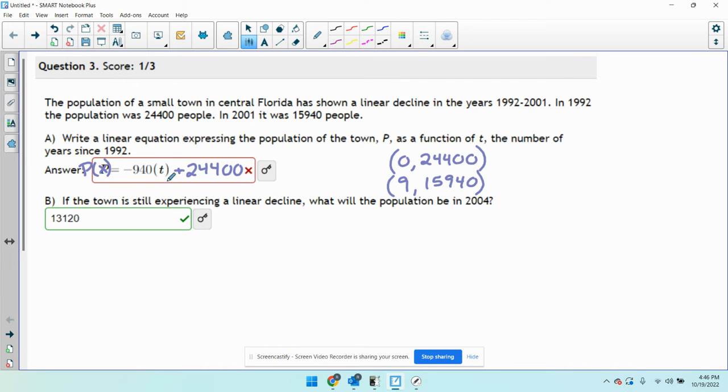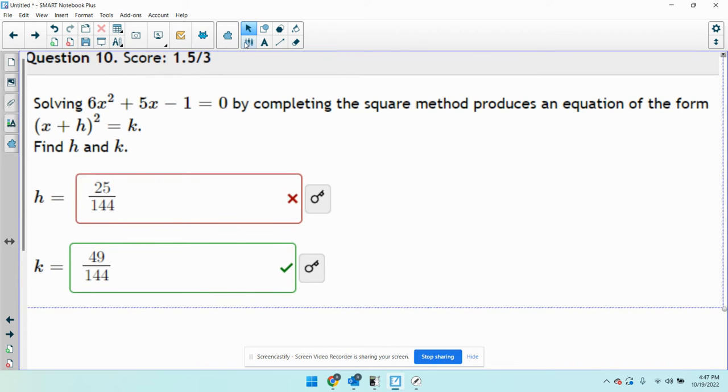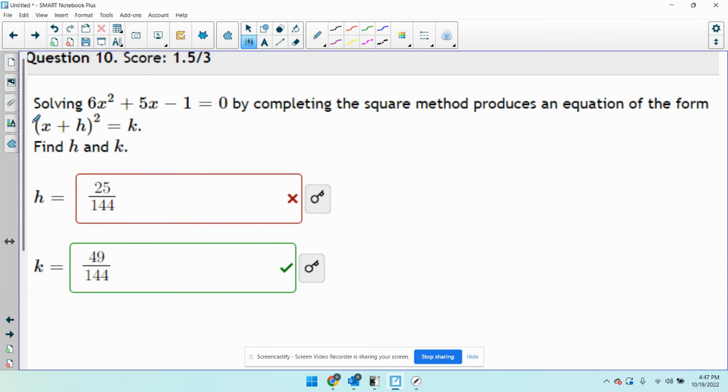If you have other attempts, this one here, I think you were close. You just put the wrong value in. So they want to know what you get when you complete the square. First thing I would do is divide everything by 6. So this is divide by 6, divide by 6, divide by 6. I add that to the other side. So this left side is just x squared plus 5/6 x equals 1/6.